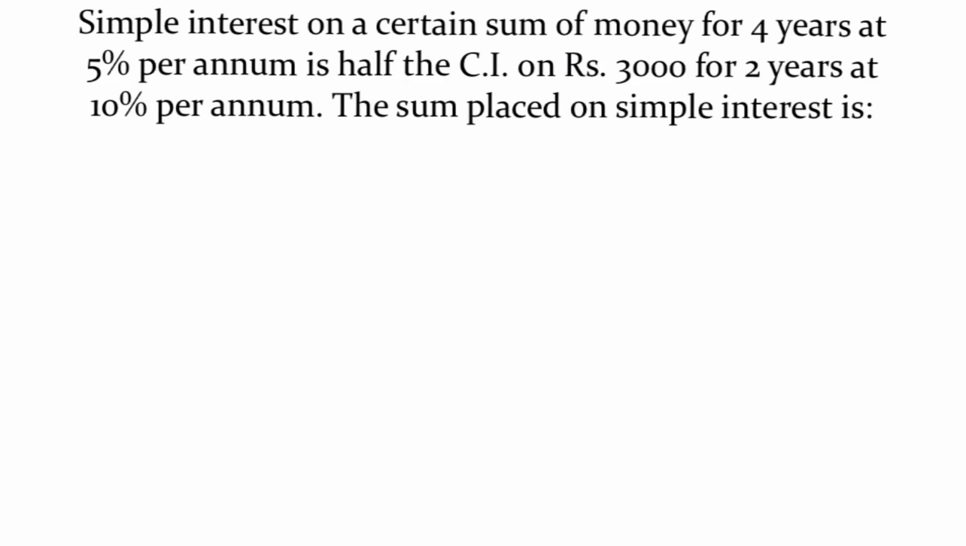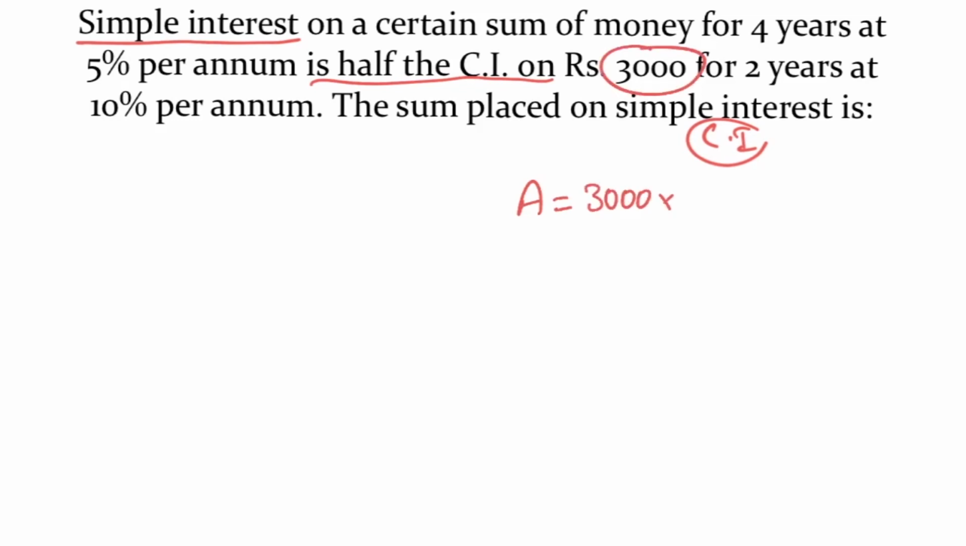Simple interest on a certain sum of money for 4 years at 5% per annum is half the compound interest on 3000 rupees for 2 years at 10% per annum. Find the sum placed on simple interest. See, condition is simple interest is half the compound interest. So first find compound interest. We know there is no direct formula for finding compound interest. Find amount. Amount is equal to principal on 3000 rupees for 2 years. So compound 2 times, multiply with increase 2 times.